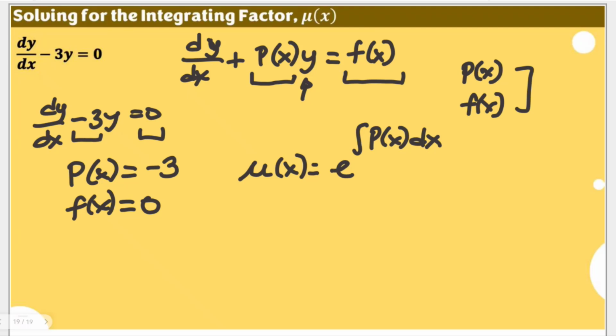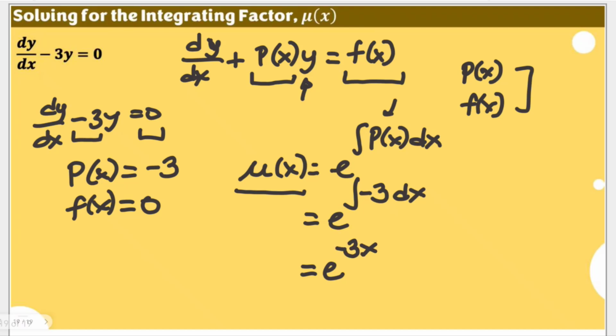But for our integrating factor mu of x, we are simply going to use p of x here. In short, for this given equation to be solved, we need to get the integrating factor e raised to the integral of p of x, which is minus 3 dx. This would mean we have here e to the power of negative 3x. We may not include plus c in this case because we are just showing the integrating factor here.